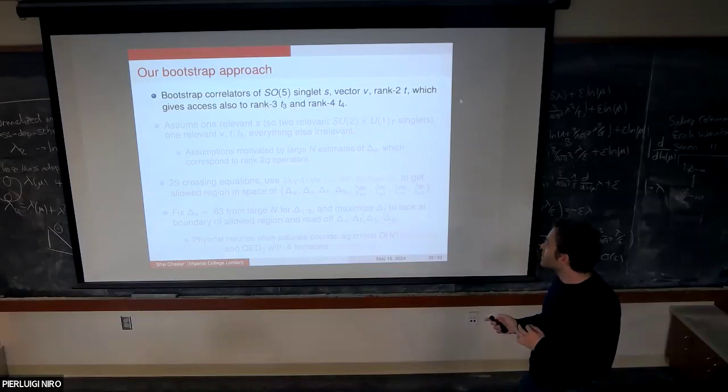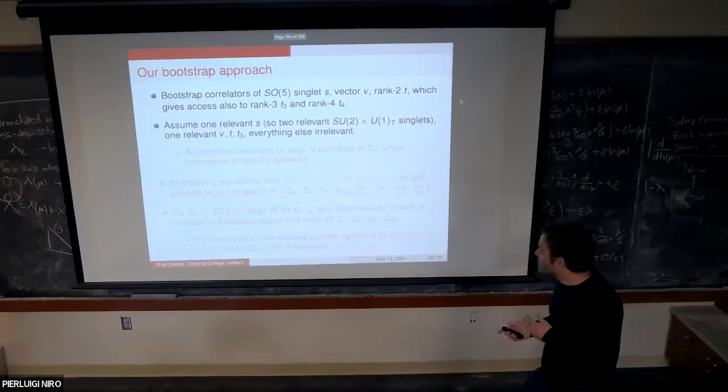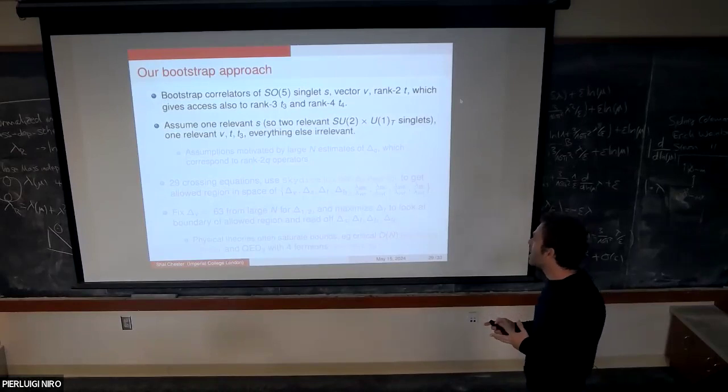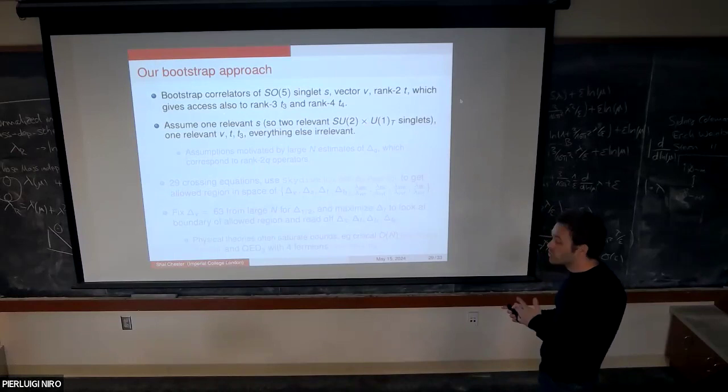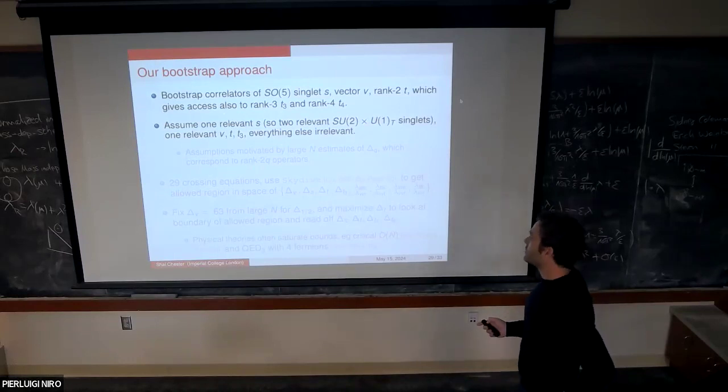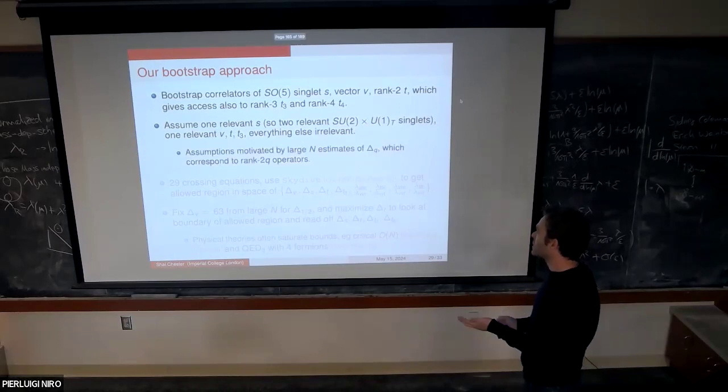This shows up in the OPE. Also, we assume that there's one relevant singlet. This is the tricritical assumption, because it implies that from the SU(2) cross U(1) perspective, there are two singlets. We also assume there's just one relevant vector, rank 2 and rank 3, which is motivated by the large N estimates of the corresponding monopole operators, which correspond to rank 2Q operators in this SO(5) description.